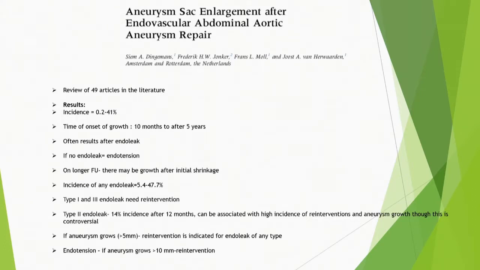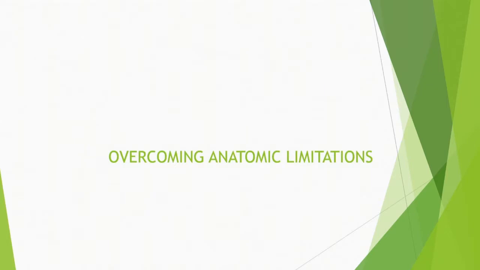Type 1 and type 3 endoleaks always need re-intervention, like we heard, and type 2 endoleaks are controversial. But in general, if an aneurysm grows by more than 5 millimeters, then a re-intervention is indicated. As far as endotension, there is some suggestion that aneurysm growth more than 8 or 10 millimeters require re-intervention. So how do we overcome some of the anatomic limitations?